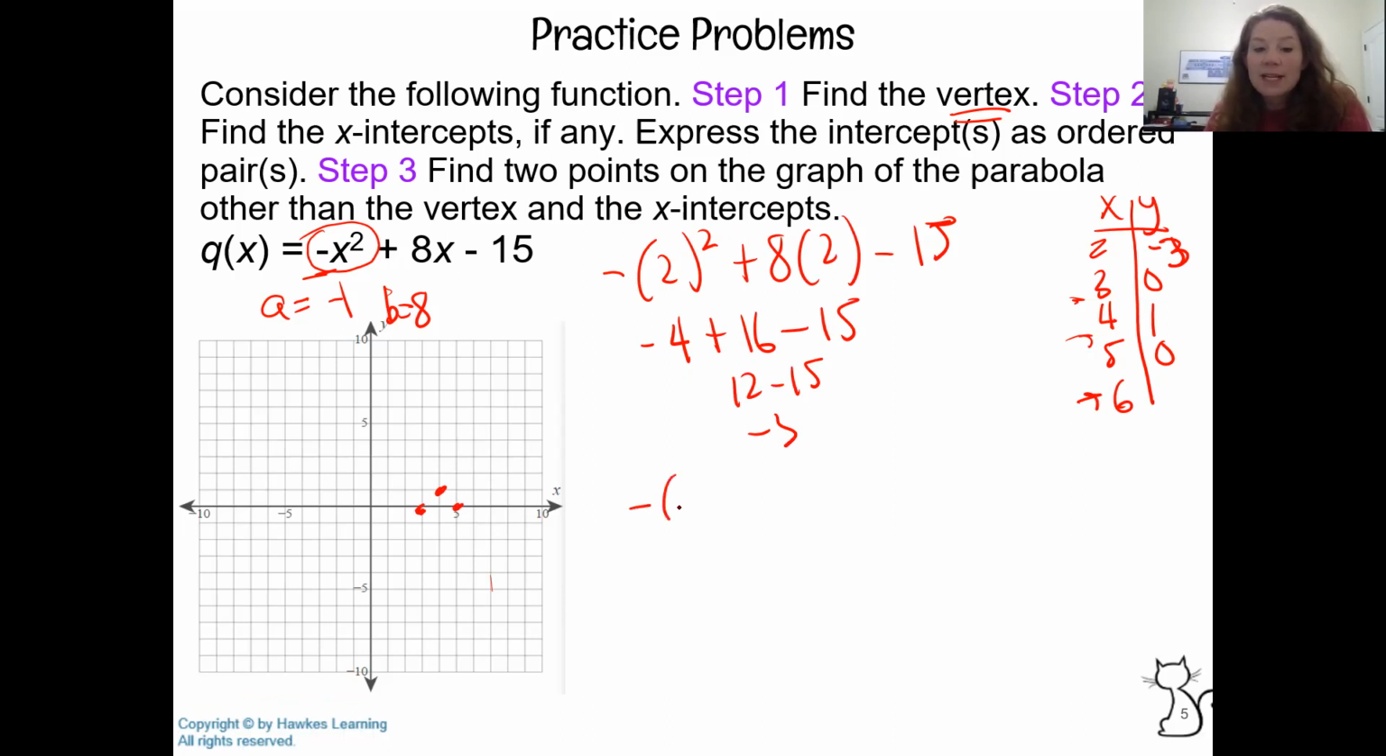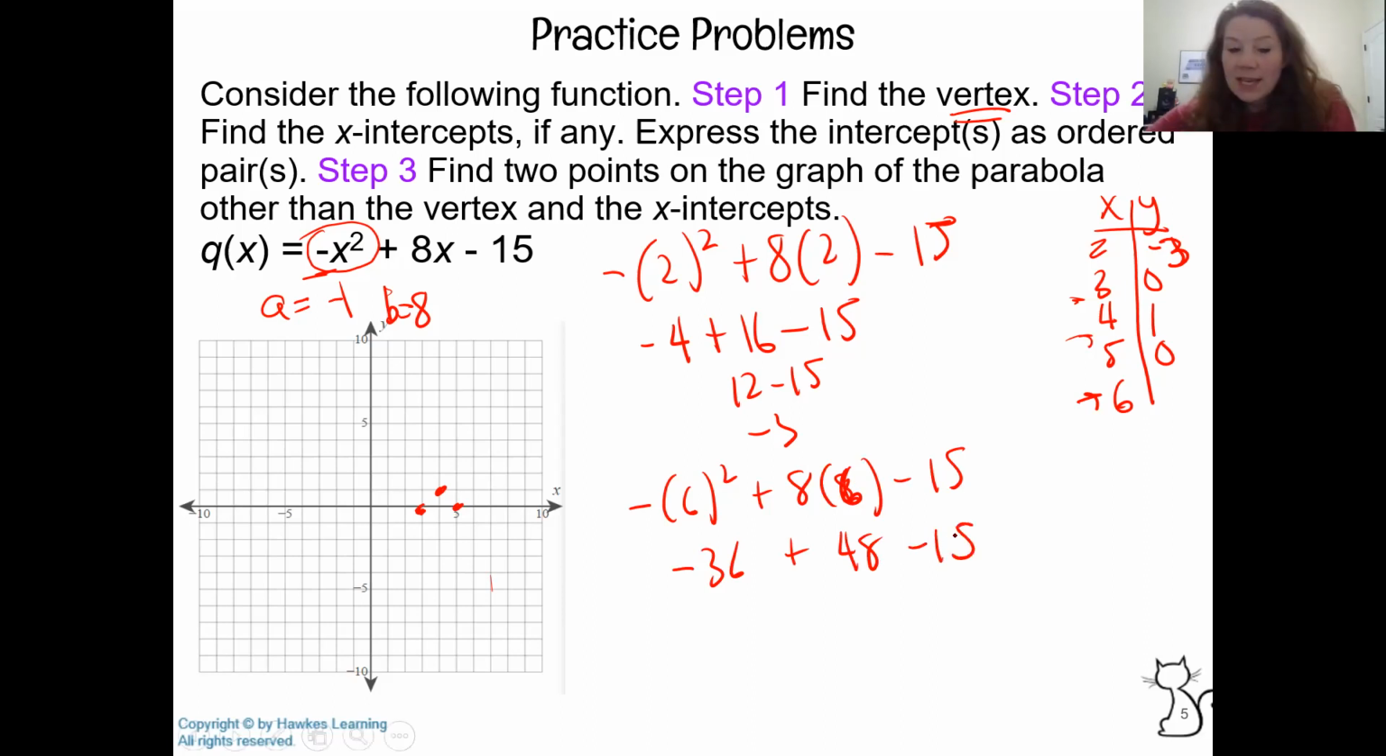So we're going to do the opposite of 6 squared plus 8 times 6, whoops, minus 15. Well, that would be -36 plus 48 minus 15. And let me just use my calculator. -36 plus 48 minus 15 is -3. Exactly what I thought. So when x is 2, y is -3. 1, 2, 3. And when x is 6, y is -3. And so those are our 2 points other than the vertex and the x-intercepts. All right?